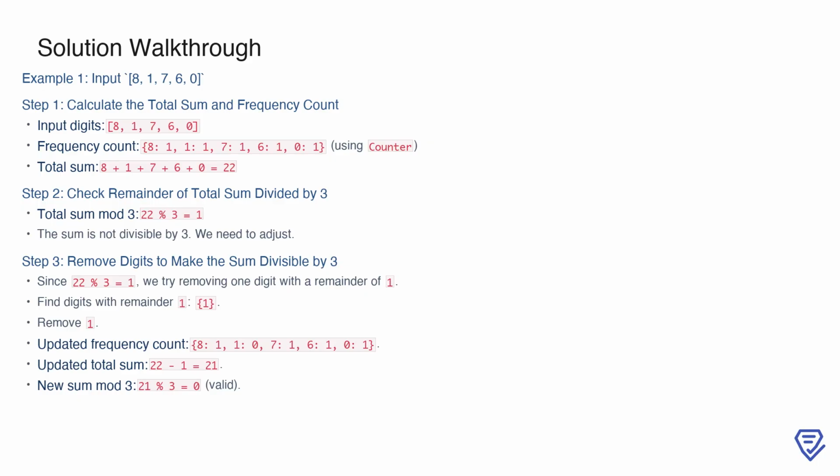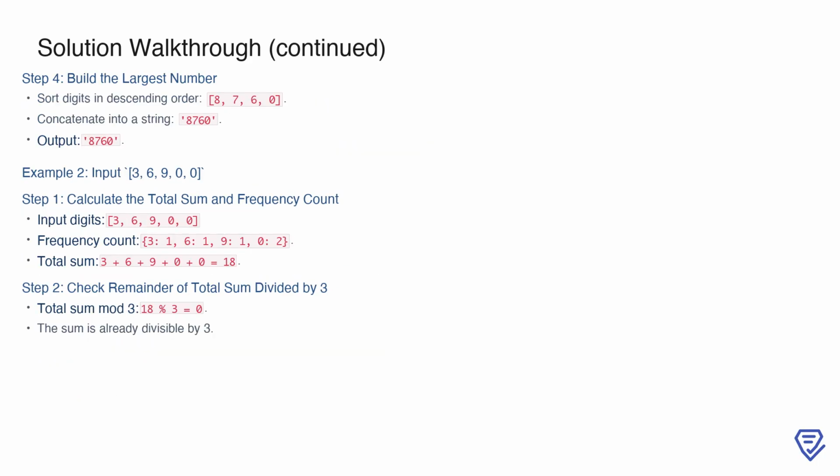Removing this digit updates the frequency count to 8:1, 7:1, 6:1, 0:1, and the total sum to 22 - 1 equals 21. Now, 21 % 3 equals 0, so the sum is divisible by 3, and we can proceed. With a sum that is now divisible by 3, we move on to building the largest possible number.